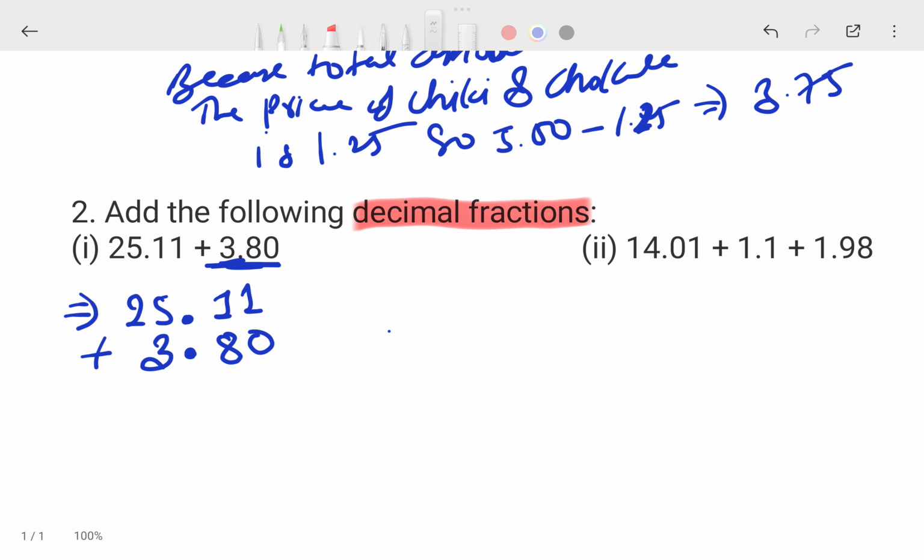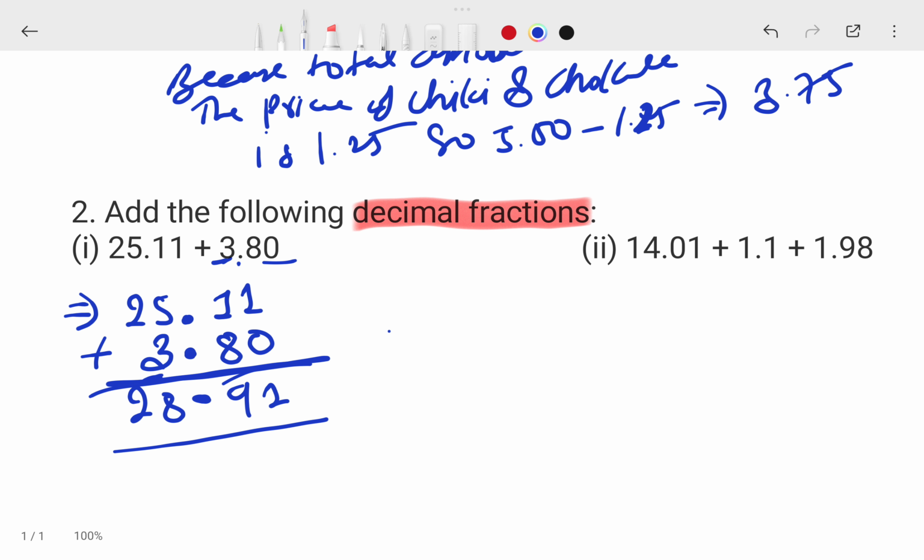Here also I am doing the same thing. Because there is a point, I wrote the point; here it is 3, I wrote 3; 80, I wrote 80. Okay, now add it. So 1 and 1 is going to be 1, 8 plus 1 is going to be 9. After that, the point is there, so put the point in the same position. After that, 5 plus 3 is 8, and 2 is going to be 2. So this is our answer.